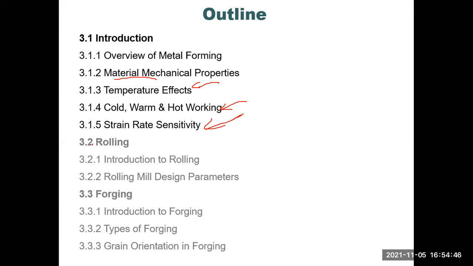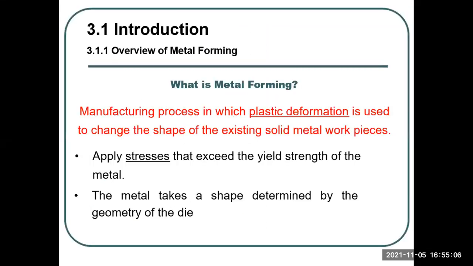Then we use this knowledge in rolling and forging. For rolling, we have talked about all these rolling mill design parameters. There's some calculation there. And in forging, there's not much calculation, so there are different types of forging. We focus on that, and also the grain orientation issue in forgings. Okay, so these are just some definitions.